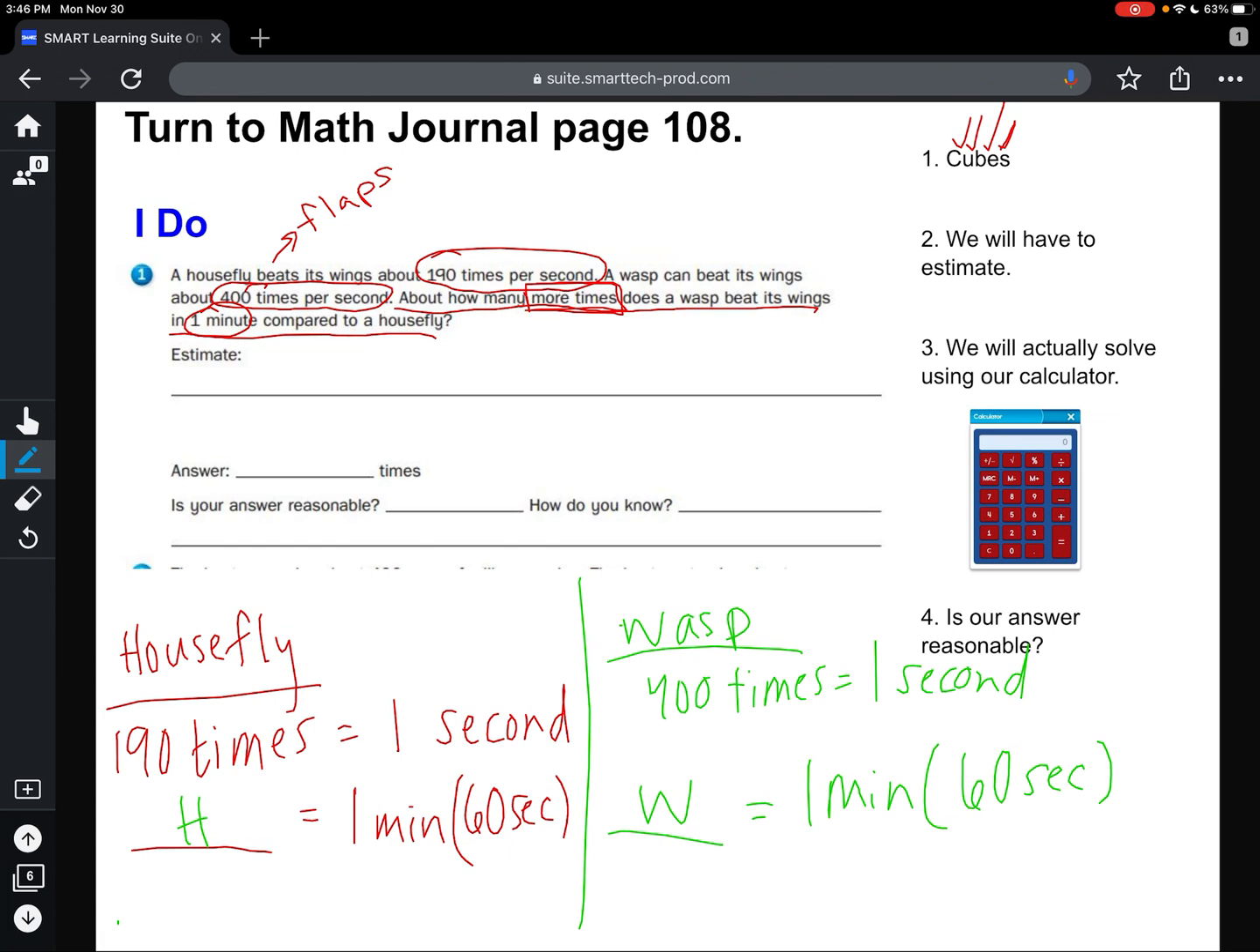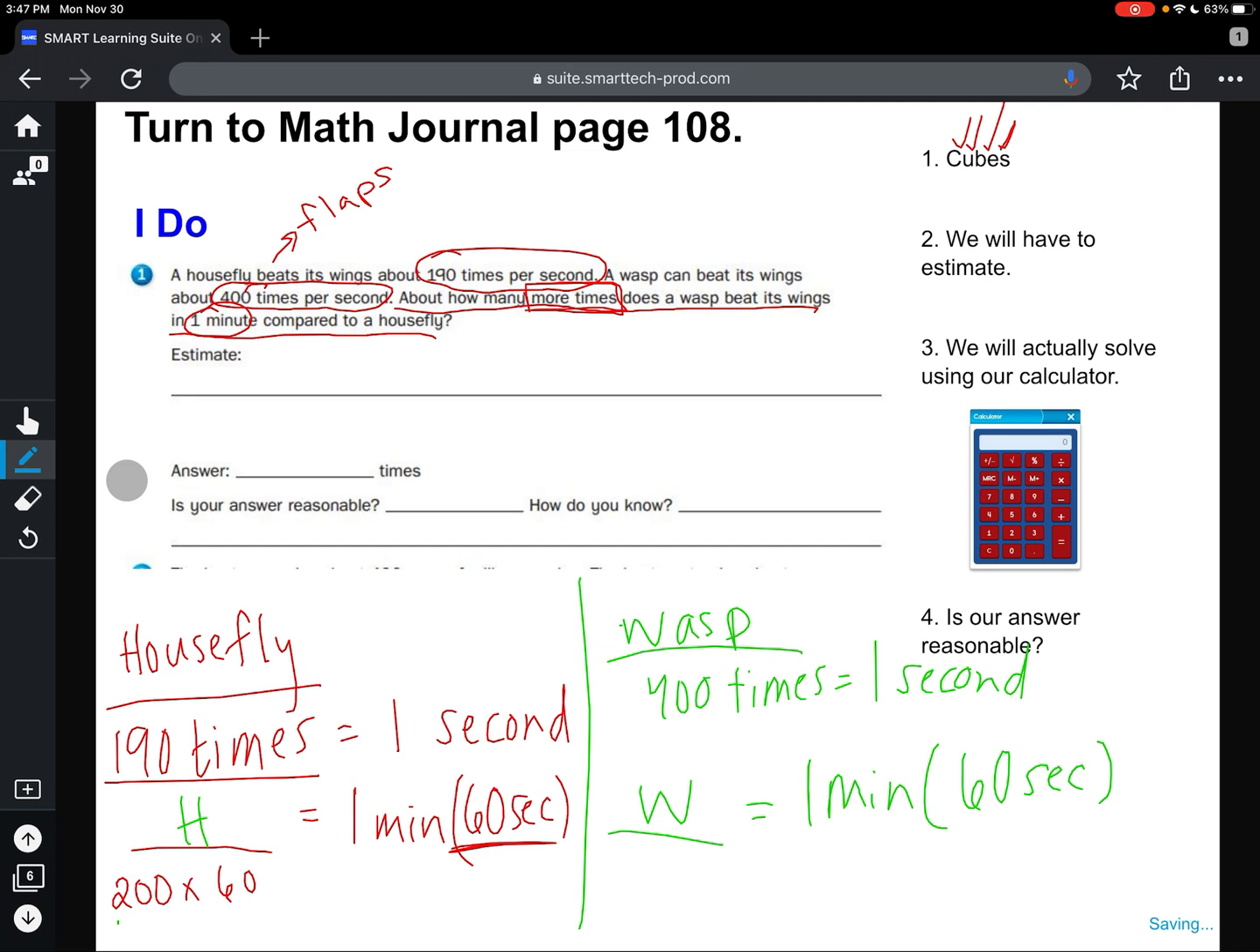So, to solve for H down here, I can do my estimate, right? And to get how many times they flap their wings for the housefly in 60 seconds, if I know that 190 times are in 1 second, I can round that up to the nearest 100, which would be 200 times. And how many seconds am I going to be doing this for?